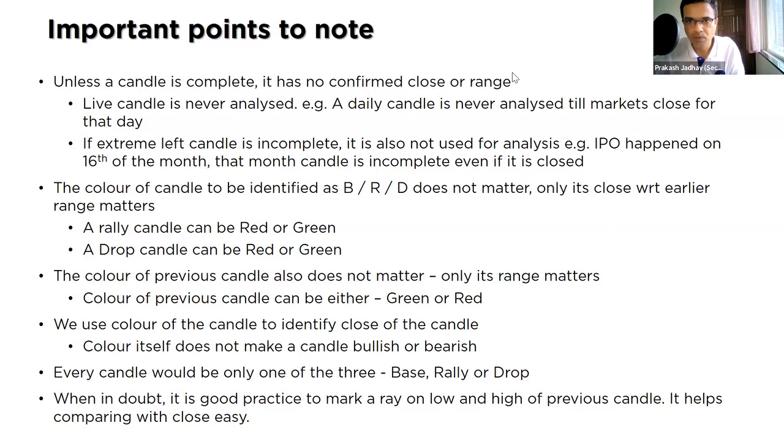So let's take this one candle and the subsequent candle here. Now this candle is a green candle, say, and has closed below the low of the earlier candle. Closed below the low of the earlier candle, this is a drop. Even though it's green, this is a drop candle. Now similarly, let me give one example here.